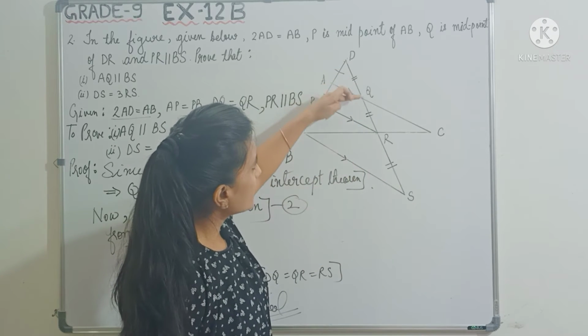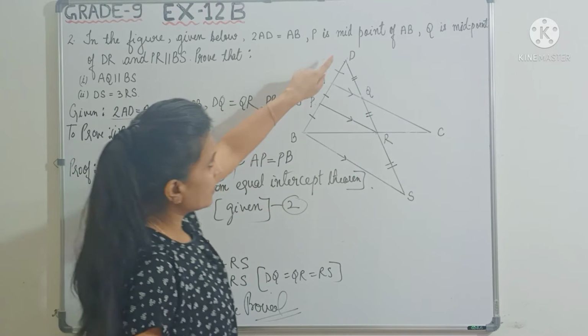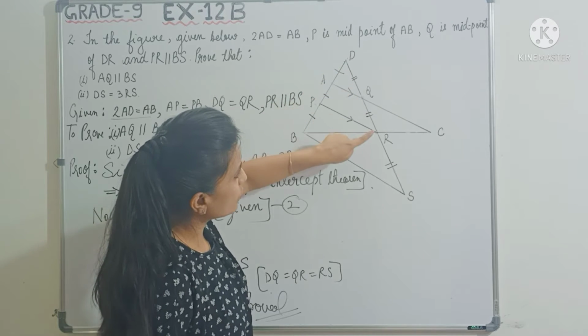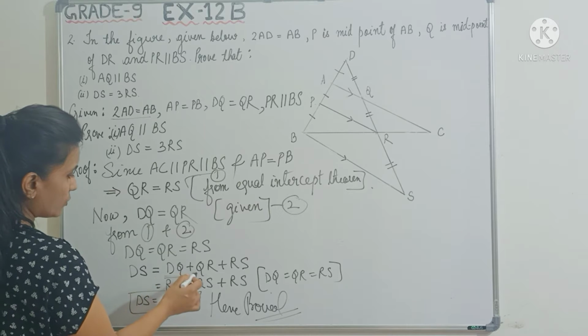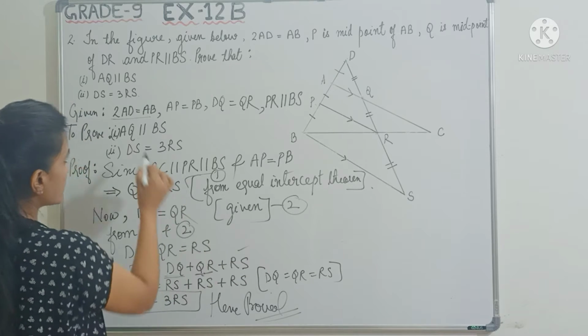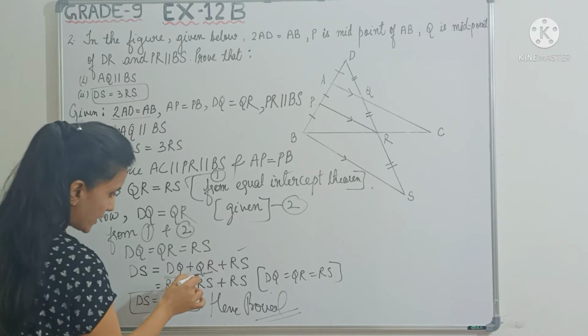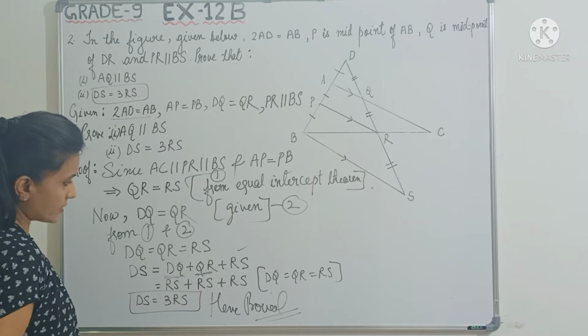So we showed that DQ is equal to QR is equal to RS, and then we wrote DS is equal to DQ plus QR plus RS, and then we replaced DQ and QR with RS because in the proof we need RS, right? So we replaced these two with RS, and then finally we got the result.